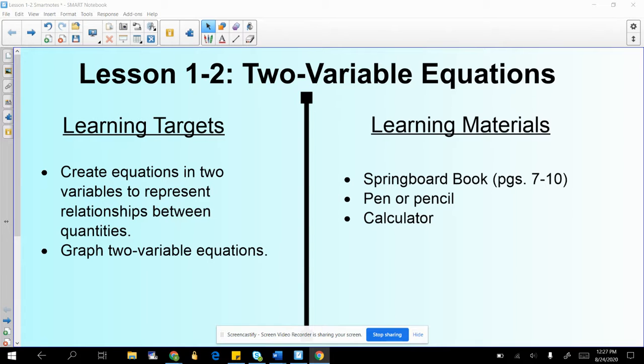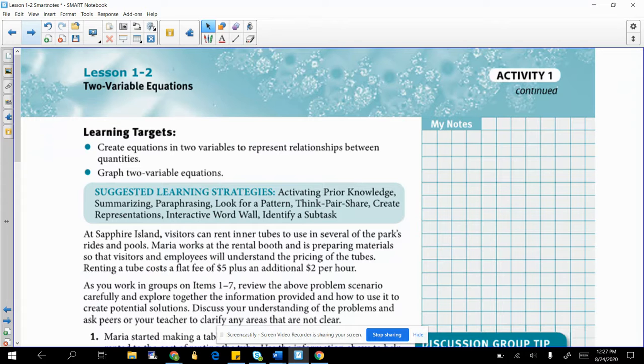This one we will do right out of your Springboard book. It will start on page 7. So go ahead and open to that and follow along with me. So lesson 1-2, two variable equations.